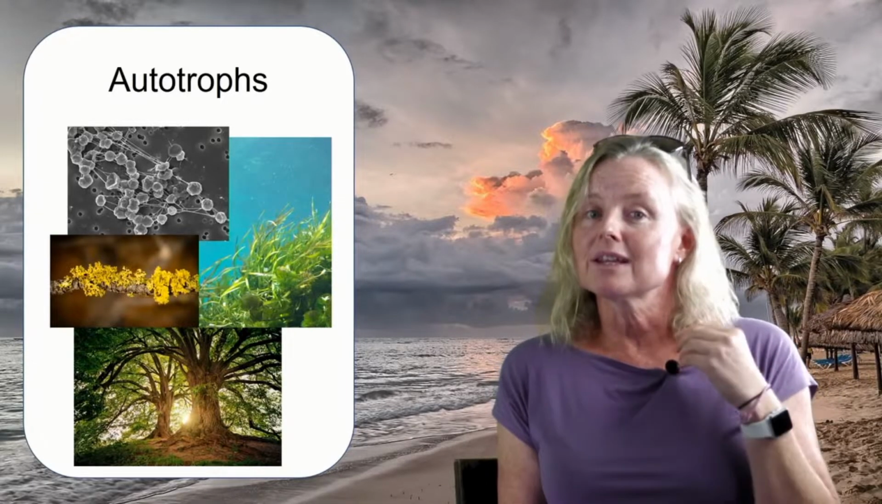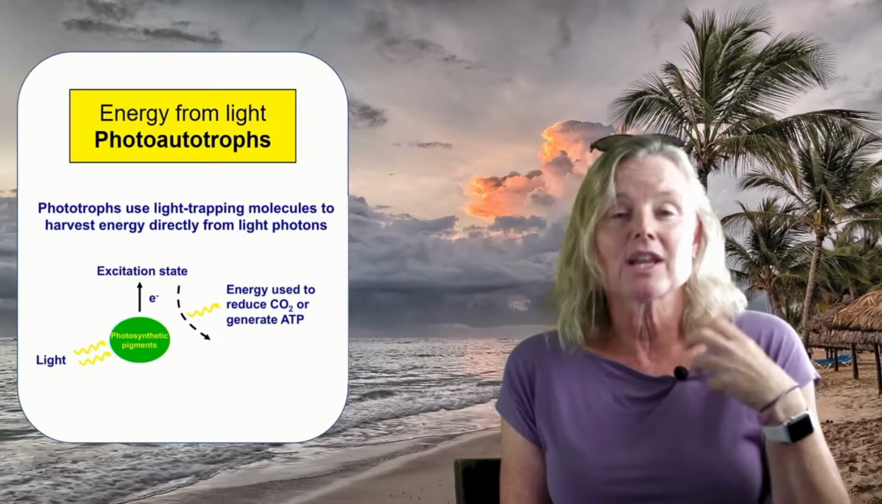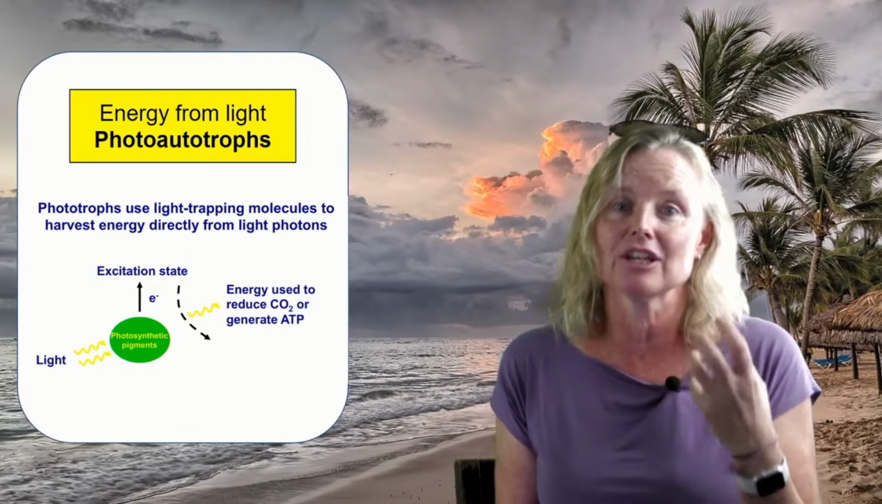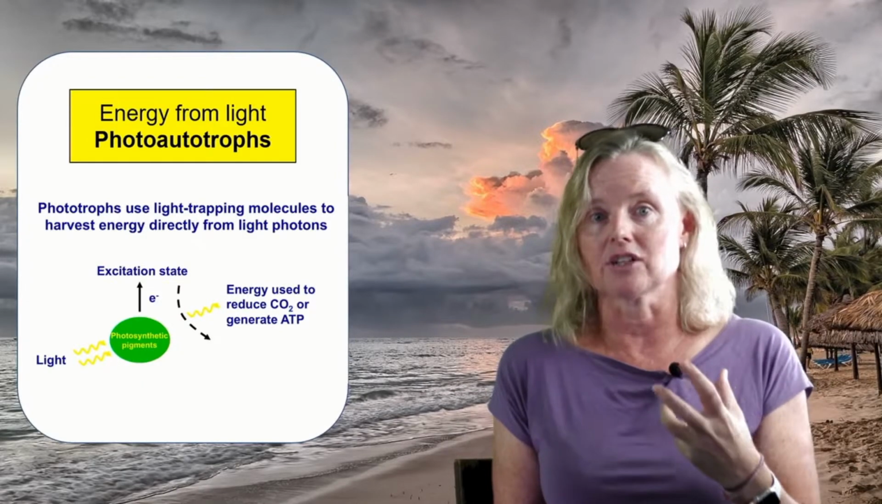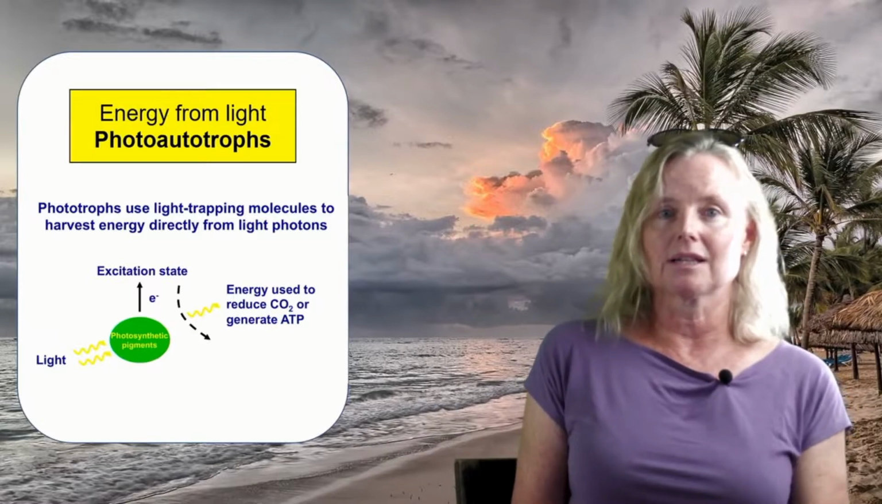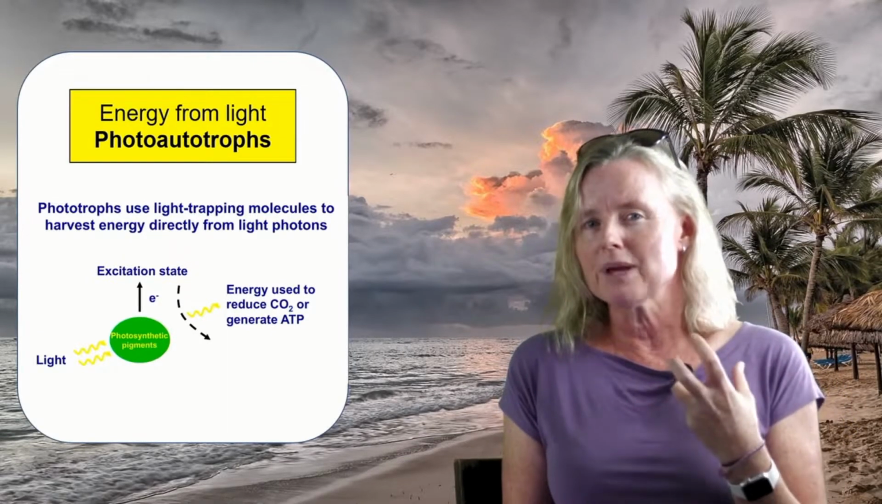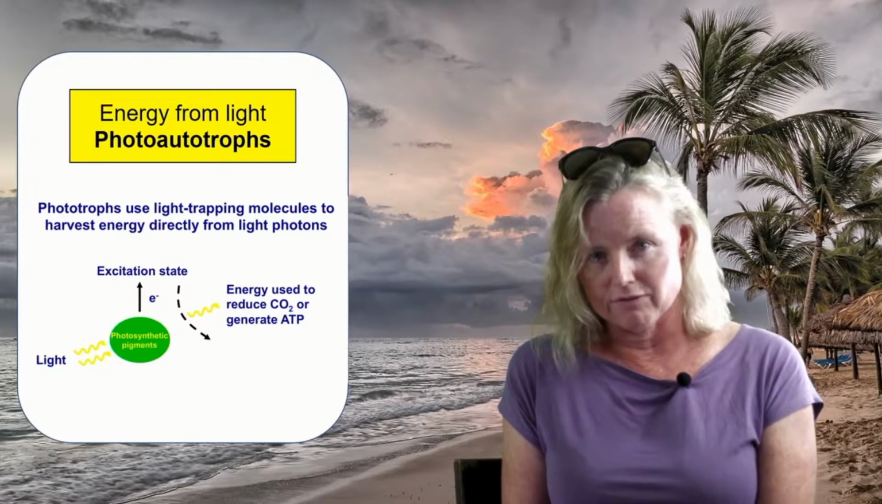Autotrophs can then be broken down themselves into the ways in which they gain the energy to carry out those reactions. If they gain their energy from light, they can be characterized as photoautotrophs, and they can use special light-trapping photosynthetic pigments to capture that energy from light photons.